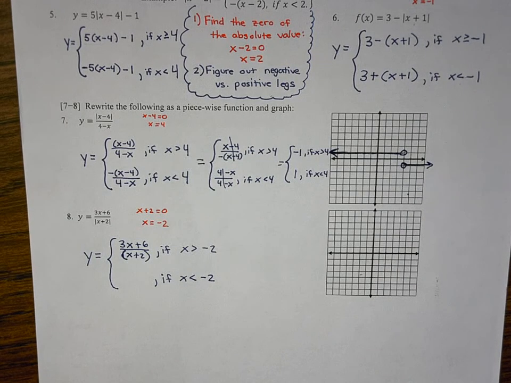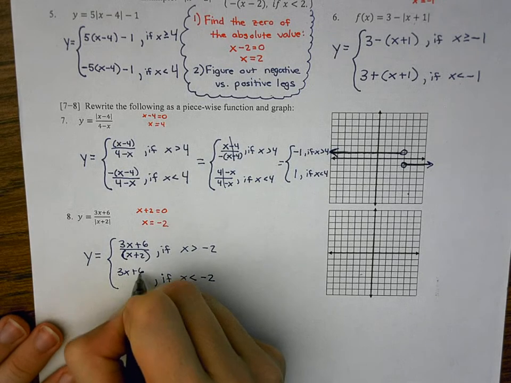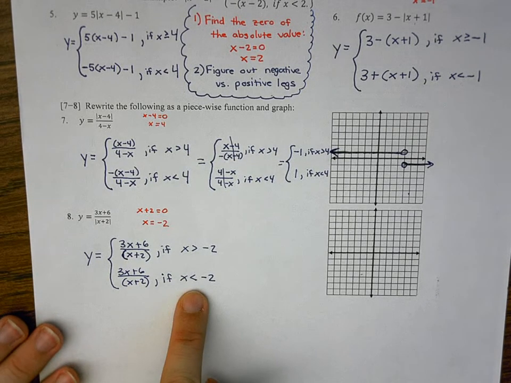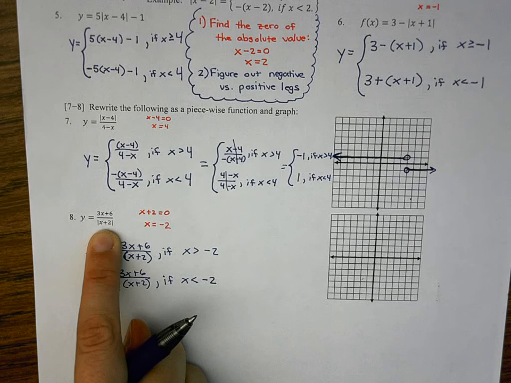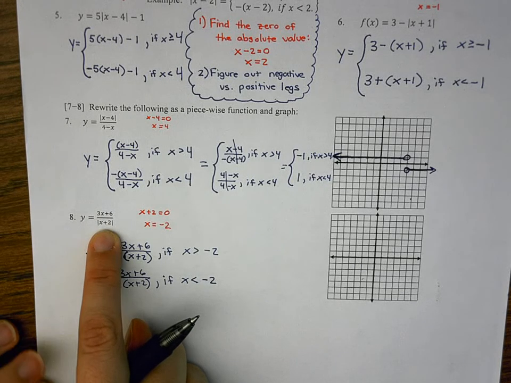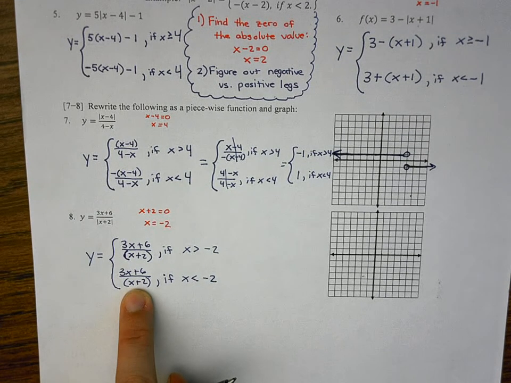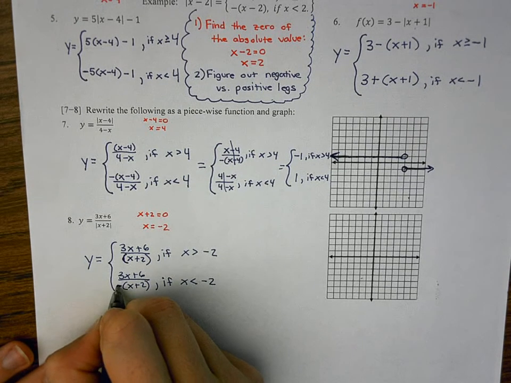Down here, I want to remove the absolute value bars, which I can as long as it stays positive. What's a number less than negative 2? Negative 3. When I plug negative 3 into the absolute value of x plus 2, I get the absolute value of negative 1, which is 1. When I take negative 3 and plug it into just x plus 2, do I still get 1? No, I get negative 1. And so I'm going to multiply that absolute value piece by a negative in order to force it to be positive.